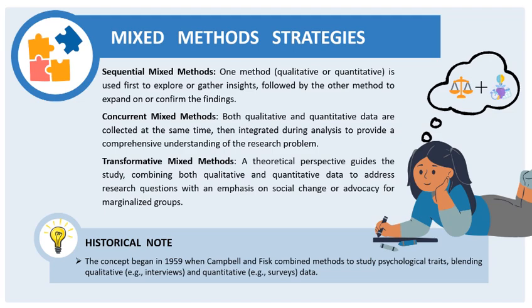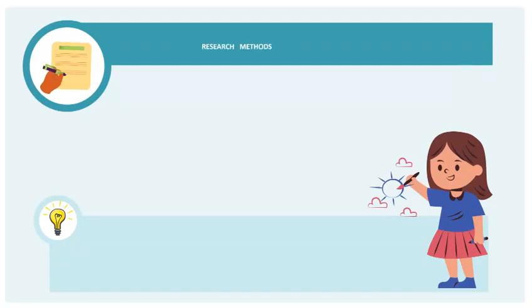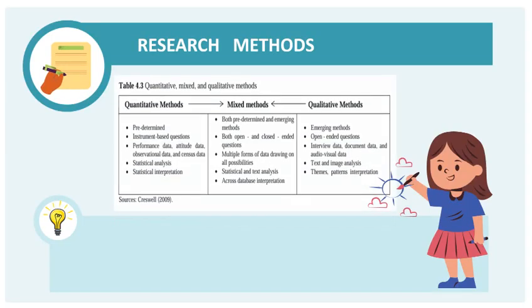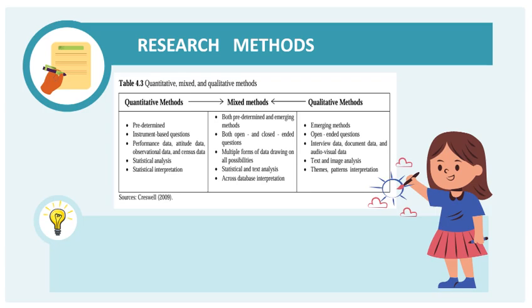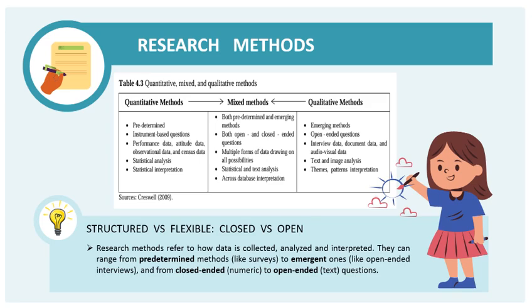You see here is a historical note. The mixed method concept first began in 1959. Now we can go to the conclusion. Research method: how mixed method arises from qualitative and quantitative approaches. This table actually shows that. Research method refers to how data is collected, analyzed, and interpreted. They can range from predetermined method to emergent one, and from closed-ended to open-ended questions.